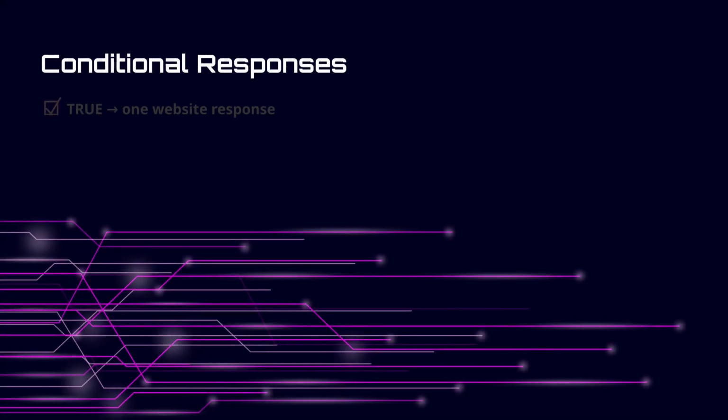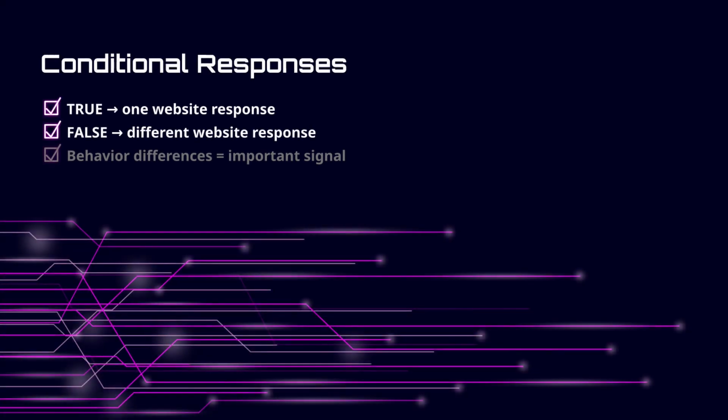The first important technique in blind SQL injection is called conditional responses. We send a condition that can evaluate as either true or false. If the condition is true, the website may respond one way. If the condition is false, the response may be different. The difference can be very small, for example, a changed message, a missing element on the page, a different HTTP status code, or some other change in behavior. These differences help us understand whether the SQL condition affected the application's logic.